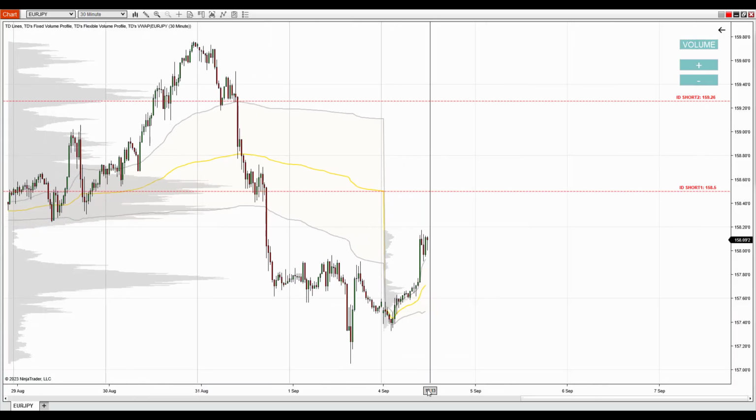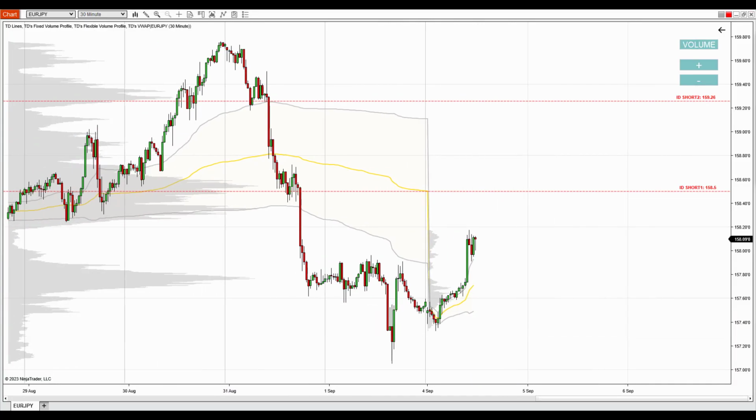So now you are looking at a 30-minute chart of the Euro Japanese yen, and what I wanted to show you here are two resistances. This one at 158.50 and this one at 159.26. What I have here is the same setup as I had on the crude oil.